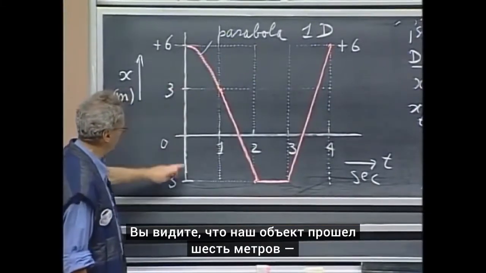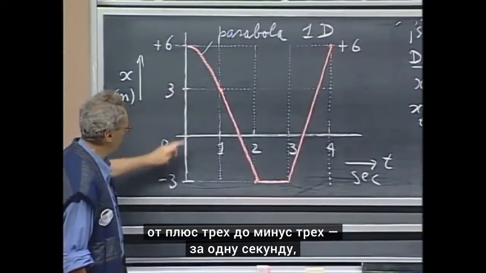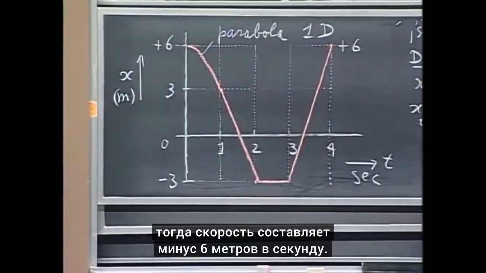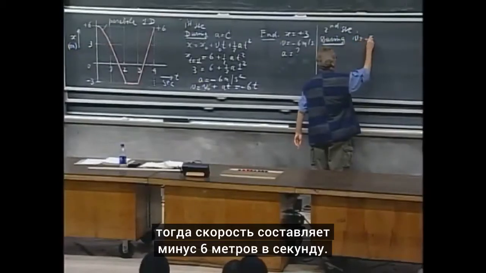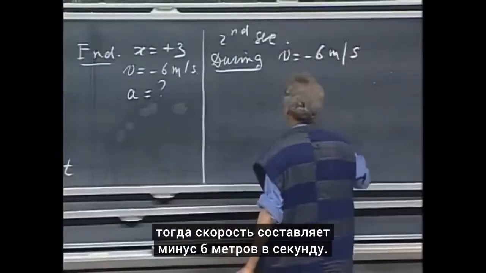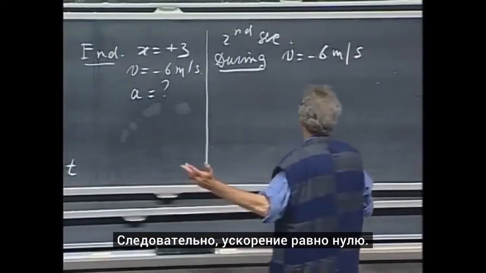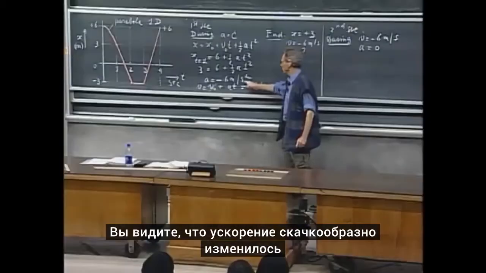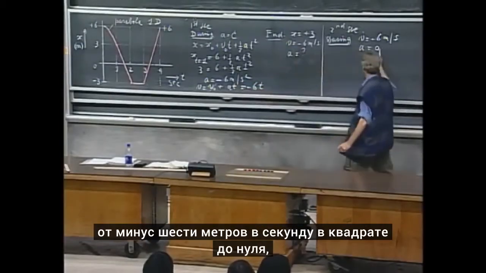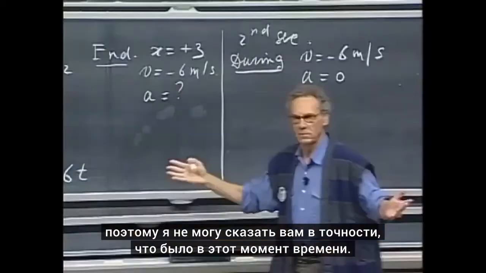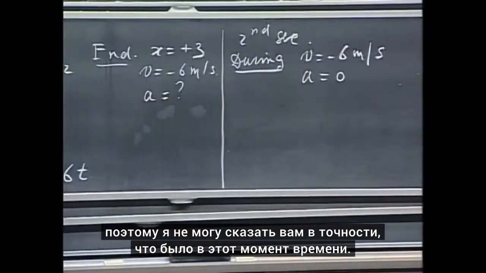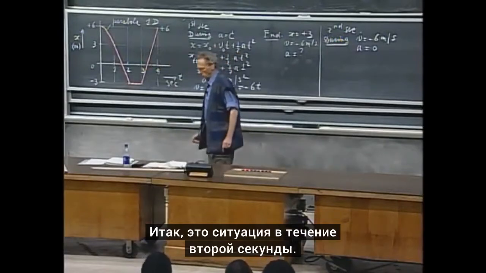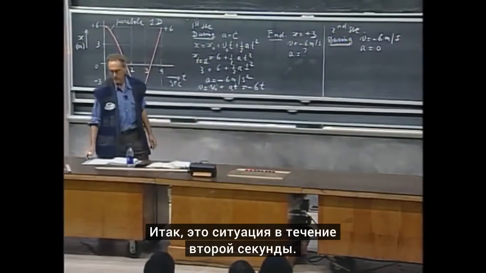You can see it goes 6 meters from plus 3 to minus 3 in 1 second, so the velocity is minus 6 meters per second. The acceleration is therefore 0. You see that the acceleration changes abruptly from minus 6 meters per second squared to 0, so I can't tell you what it is exactly at this moment in time. So that's the situation during the second second.